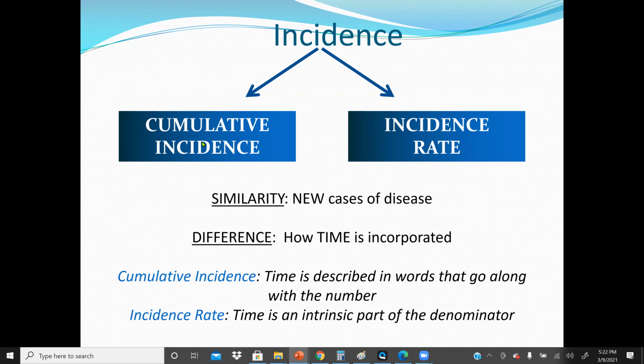So for incidence, we have 2 types, cumulative incidence and incidence rate. Both measure new cases; the difference is how time is incorporated. So this is cumulative and this is incidence rate. With cumulative incidence, time is described in words that go along with the number. But with incidence rate, time is an intrinsic part of the denominator. That's why it's called a rate.